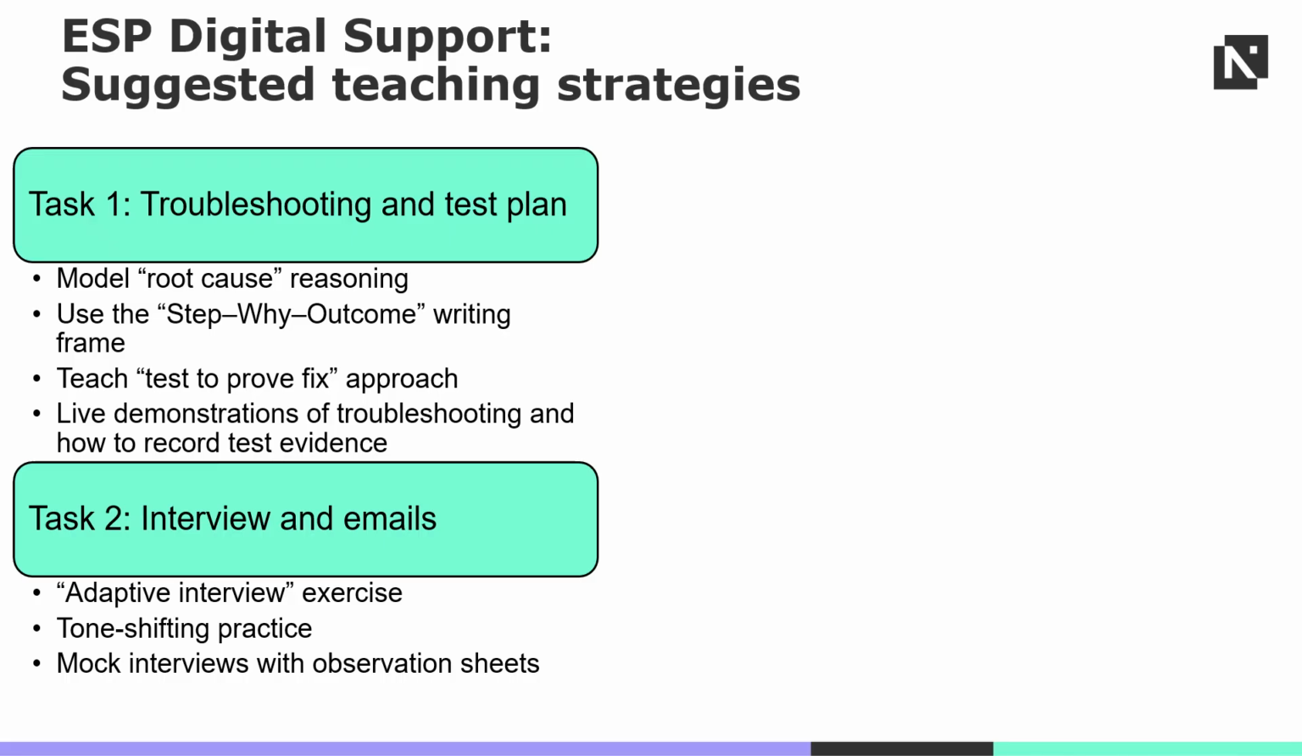Now task 2, the interview and emails. Promote active listening through the adaptive interview exercise, so students would interview peers and must reformulate their next question based on the answer given. Use tone shifting practice for clarity of communication. So for example, rewrite one technical paragraph for a non-technical reader and peers would identify any unclear terms. Promote confidence by doing mock interviews with observation sheets where students can record and self-assess their communication behaviours such as clarity, tone and adaptability. Additionally, here it's worth checking for the audio evidence quality, so do a pre-assessment sound check, conduct test recordings and peer review for clarity and balance.